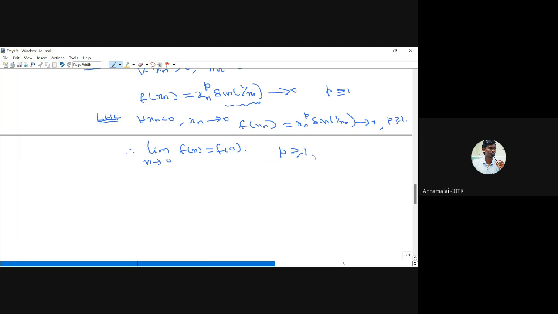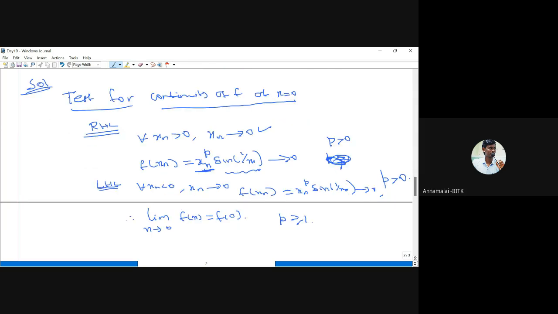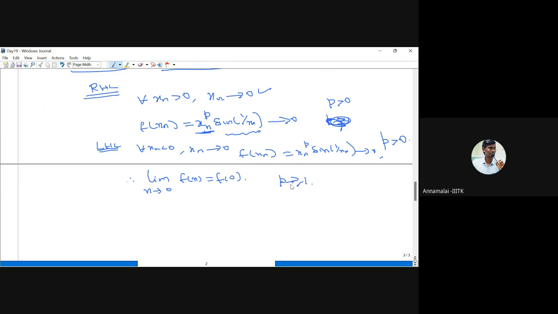Okay. Now, what about differentiability? Actually, not only p greater than or equal to 1, if you take any positive number, therefore, better we can take p except 0. Therefore, we can rewrite it. Anyway, we need a sequence here which converges to 0. We can take anything, but p should be greater than 0. If we take any p which is greater than 0, it always converges to 0. Therefore, it is continuous for any p which is strictly greater than 0.